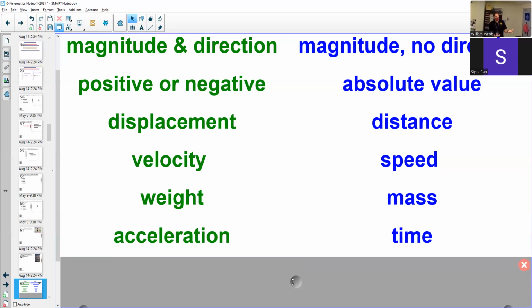And then time is always just moving forward. We can't stop time, we can't go back in time, it's just moving forward, so it's always going to be a positive value. It's just going to be a scalar measurement. Okay? So, questions about the idea between a scalar and a vector?